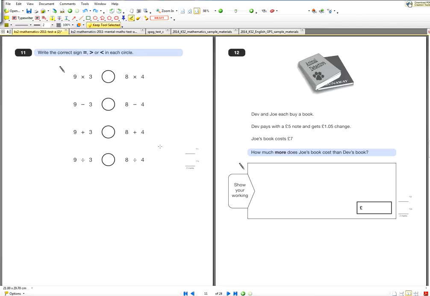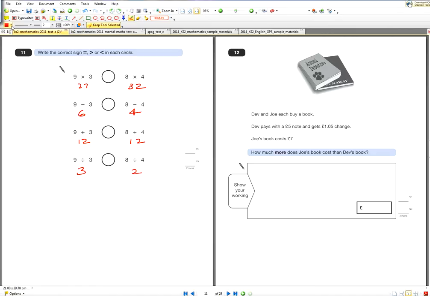Okay, right, so Mr. Kamal here. Number 11, let's change his color. Write the correct sign: equal, greater than, or less than. So, 9 times 3 will give us 27. And 8 times 4, 9 take away 3, 8 take away 4, 9 add 3, 8 add 4, 9 divided by 3, 8 divided by 4.